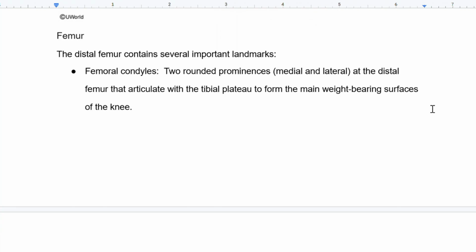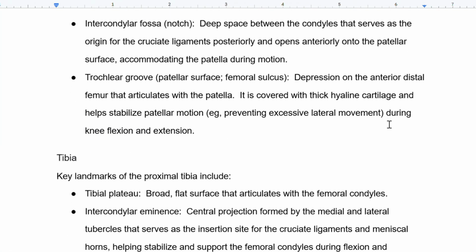Femoral condyles. They are two rounded prominences, medial and lateral, at the distal femur that articulate with the tibial plateau to form the main weight-bearing surfaces of the knee. Intercondylar fossa, or notch. This is a deep space between the condyles that serves as the origin for the cruciate ligaments, posteriorly, and opens anteriorly onto the patellar surface, accommodating the patella during motion.